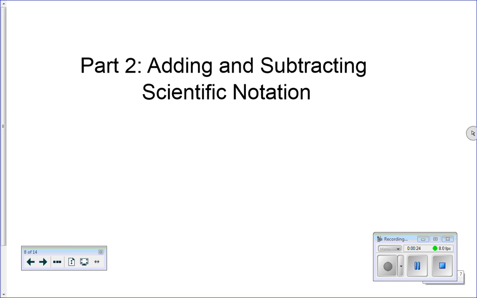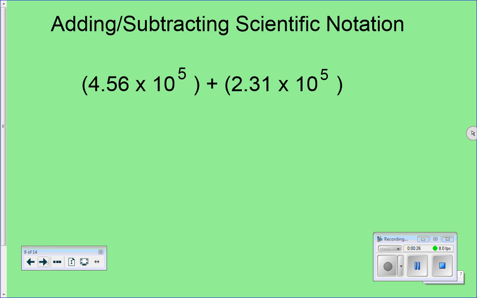But we're going to start simple. We're going to start with one that already has the same exponent. Probably write this down as an example first. 4.56 times 10 to the 5th plus 2.31 times 10 to the 5th.